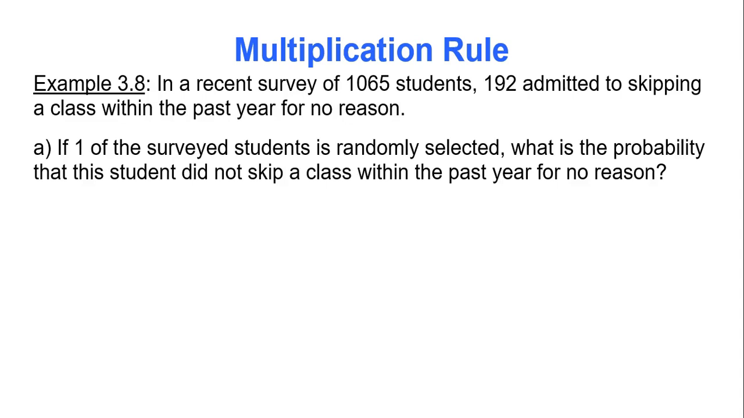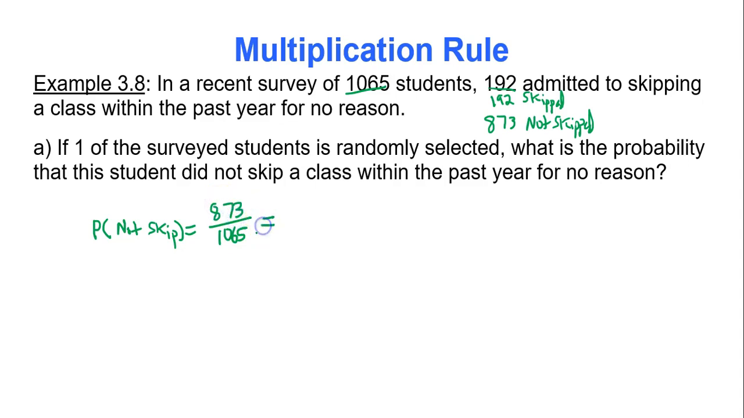Next, in a recent survey of 1,065 students, 192 admitted to skipping a class within the past year for no reason. If one of the surveyed students is randomly selected, what is the probability that the student did not skip class within the past year? So 192 skipped. How many did not skip? Well, that would be 873, 1065 minus the 192. So 873 did not skip. What is the probability that the student did not skip class within the past year? The probability the student did not skip would be out of 1065. There's 873 that did not skip, so that's the numerator. You divide the two to get 0.8197.